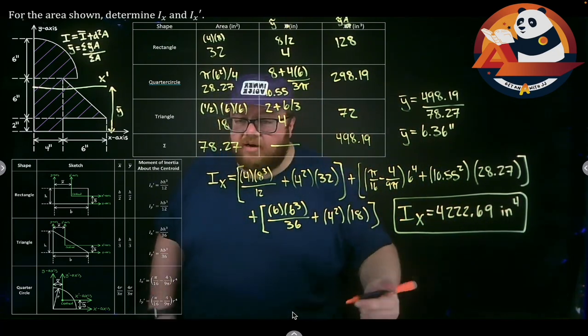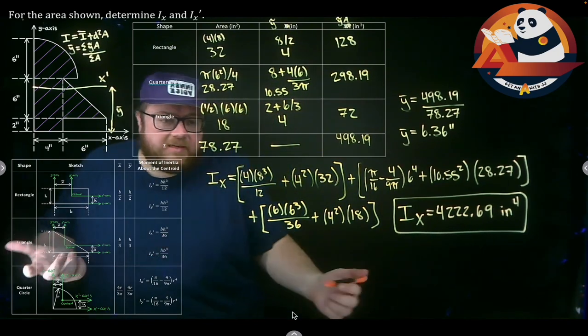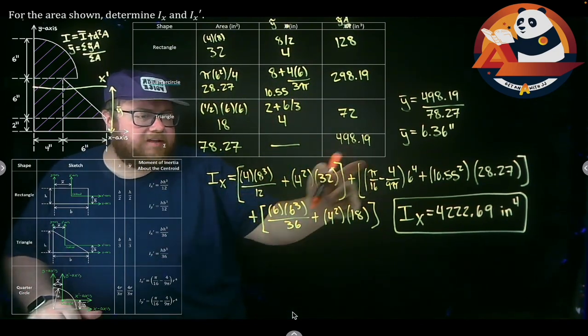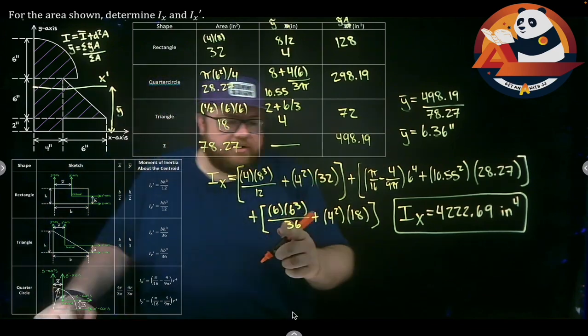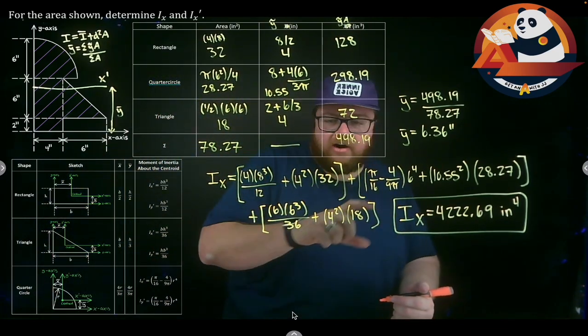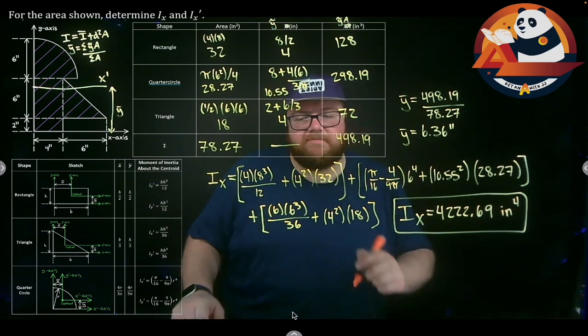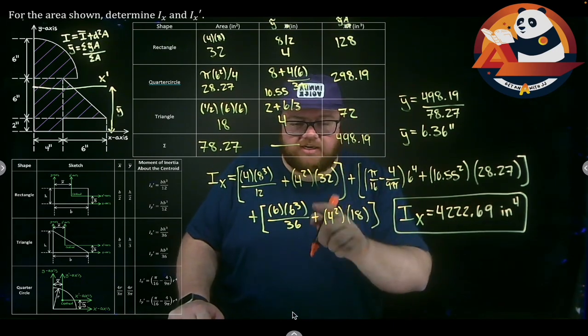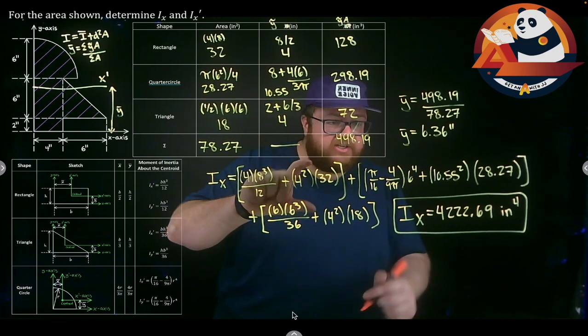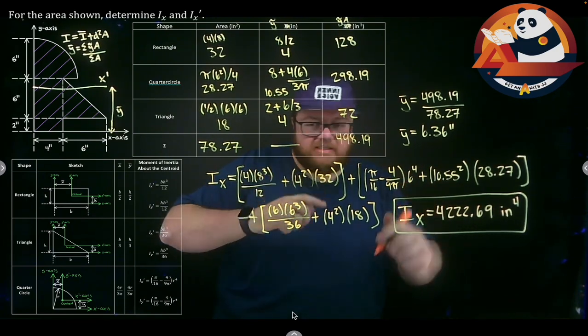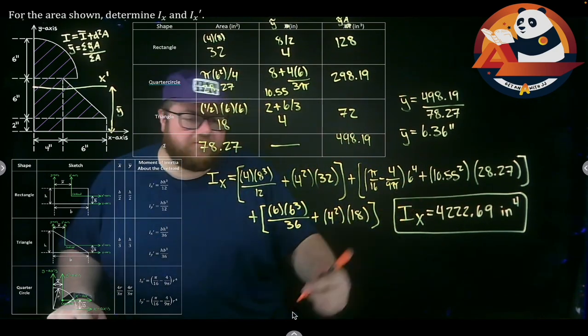We can get our next one, getting Ix prime. It's really going to be a similar process. That first half of everything isn't going to change in here. Our moment of inertia, the centroid of the entire shape, is the exact same equation. Our area isn't changing as we go to Ix prime. All that's going to change in here is our d distance, which will be different for all three of these.